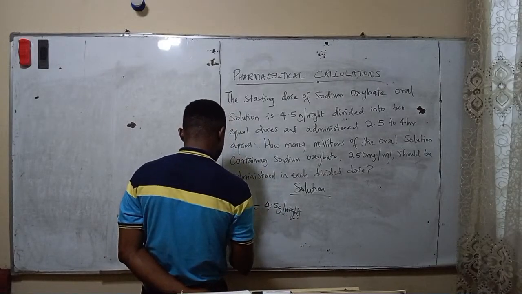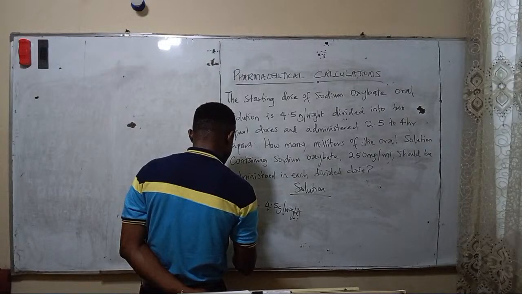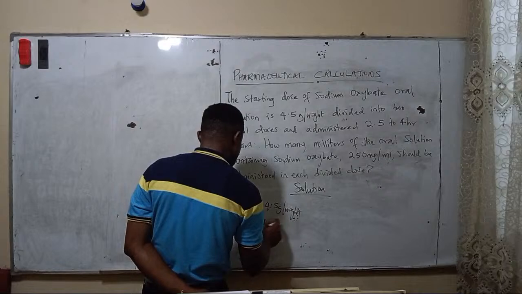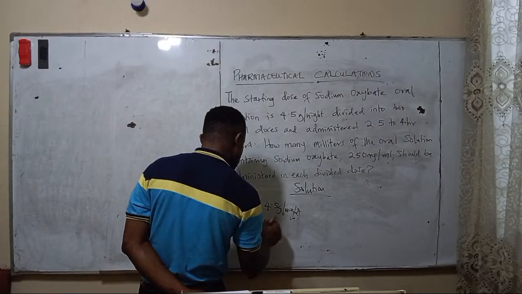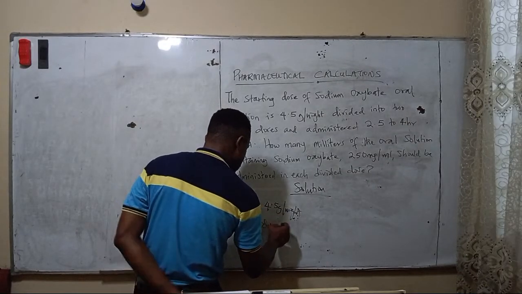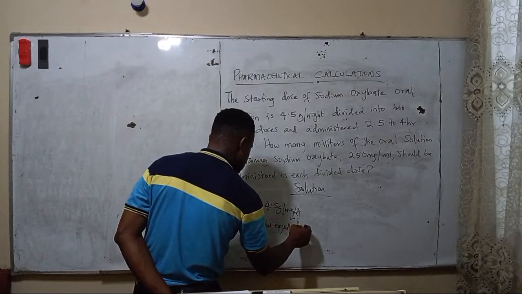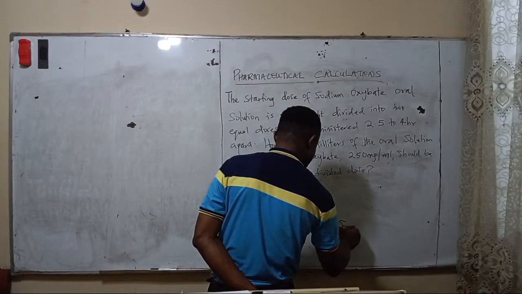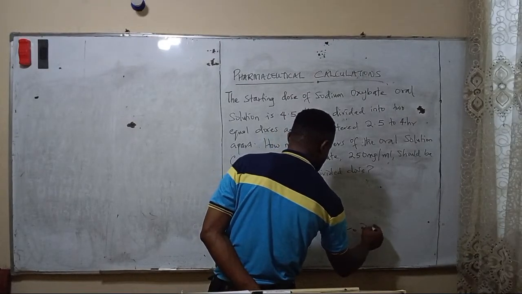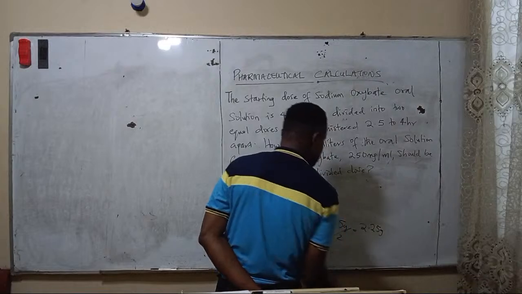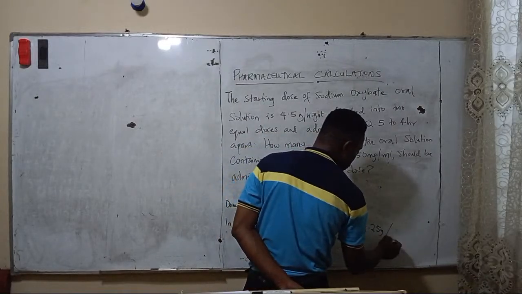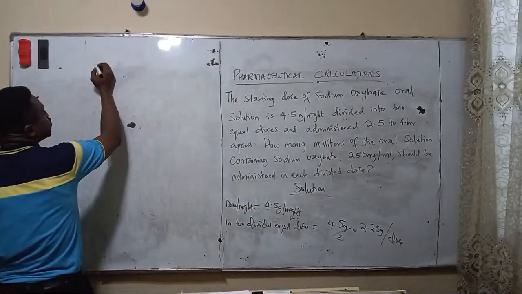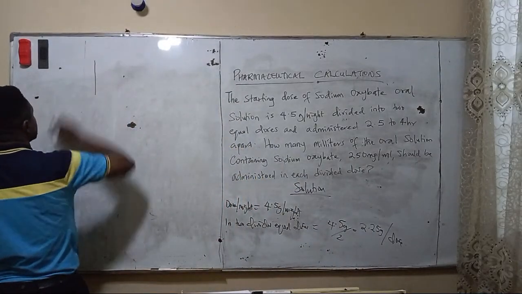You have 4.5 grams divided by 2, which is 2.25 grams. So the patient will take 2.25 grams per dose.